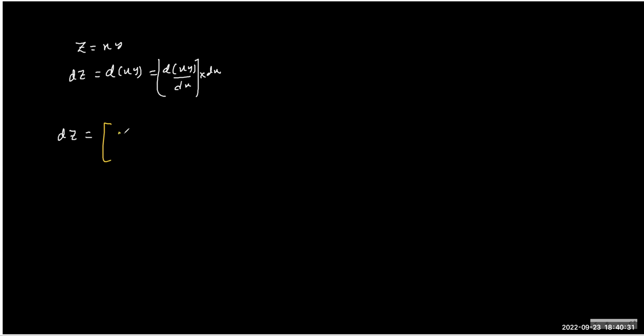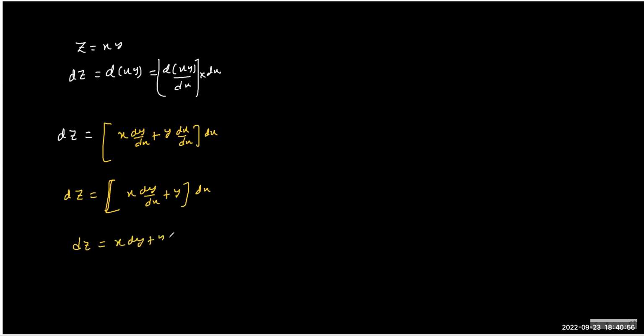x into dy by dx, very good, plus y into dx by dx, which is 1. Right? And the whole dx. So dz comes out as x dy by dx plus y only. Correct. Let's multiply dx inside, and it looks really nice: x dy plus y dx.